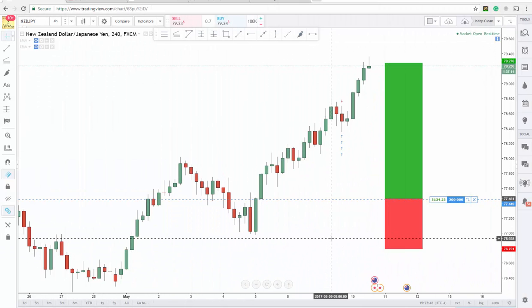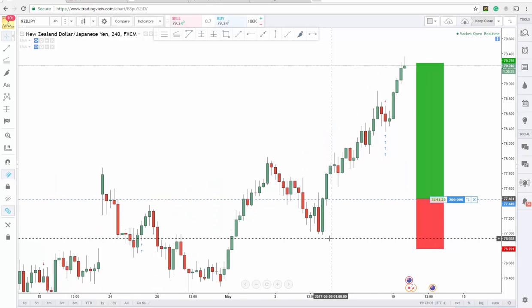Alright guys, welcome back. Let's jump right into it and discuss why I thought the New Zealand yen would move in the upwards direction. Why did I decide to buy the New Zealand yen? We're going to start off with looking at the structure, which is what I always try to do. I always look at structure-based analysis first before using any of my strategies.